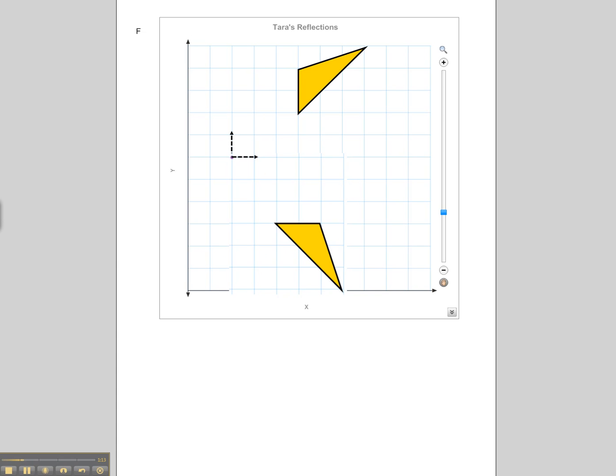And this is not considered 1/2 turn because we used 2 rotation points. So that's really important to remember.